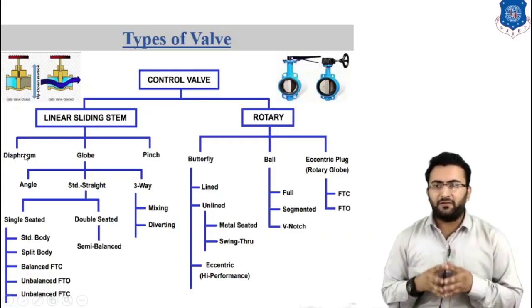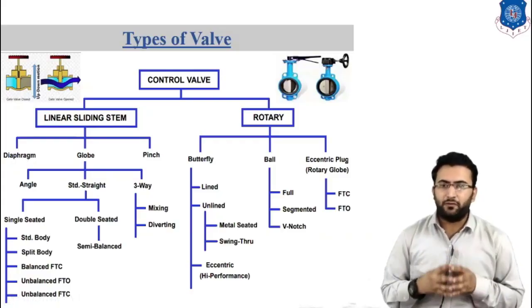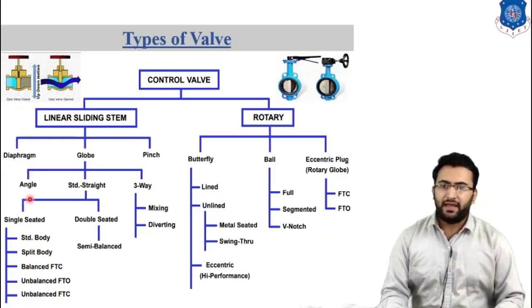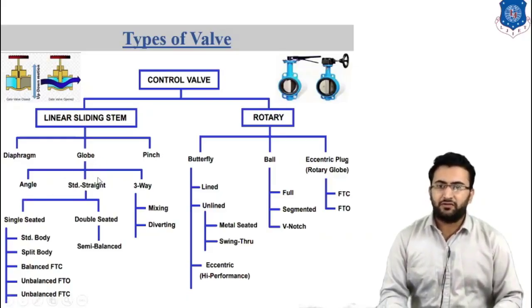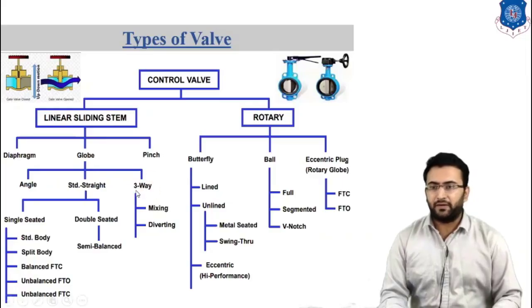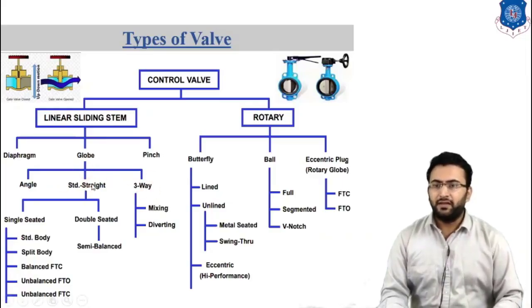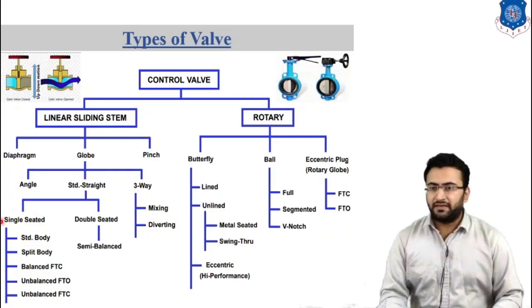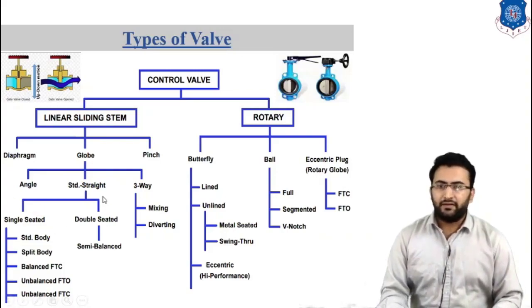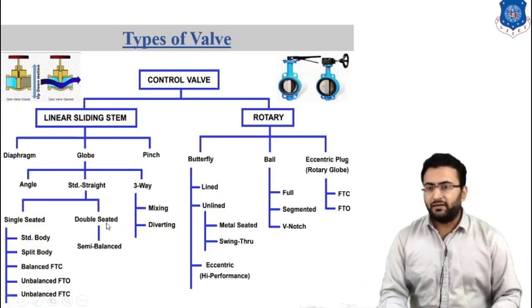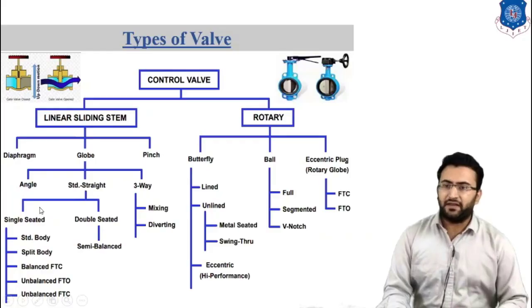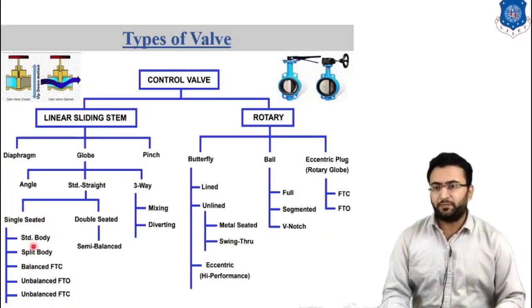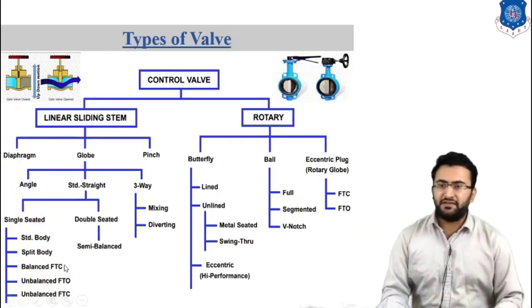as a straight valve or weir valve, where the globe valve is further classified as an angle valve, or you can say angle globe valve, standard straight globe valve or three-way valve, where the standard straight valve is further classified as a single-seated valve and double-seated valve. Then the double-seated valve is further classified as a semi-balanced valve, where the single-seated valve is further classified as a standard body, split body, balanced FTC.